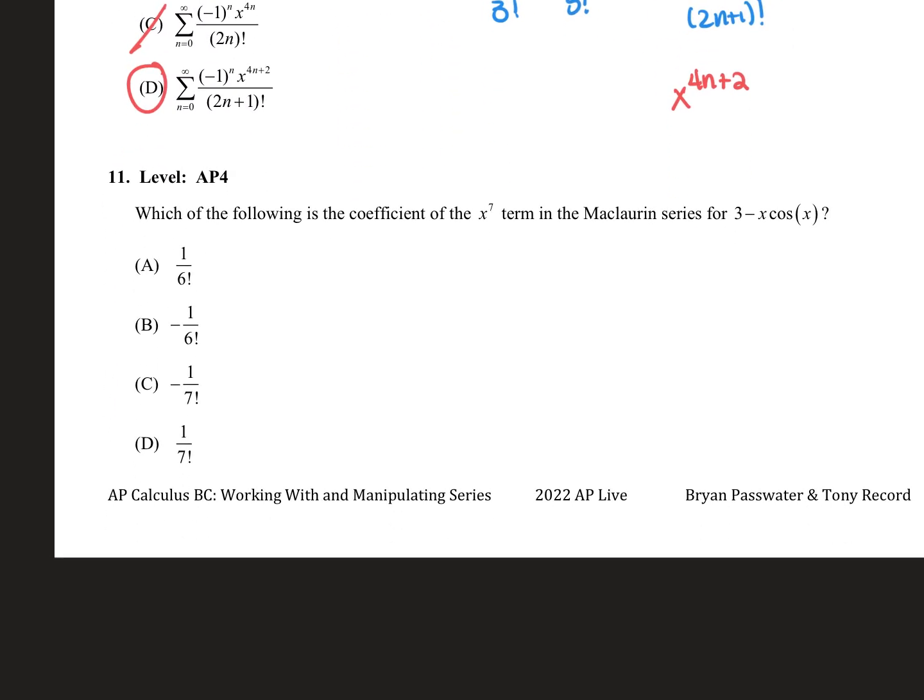Which of the following is the coefficient of x to the 7th for this Taylor polynomial? Okay, so let's build the Taylor polynomial. We'll start with cosine. So cosine x is your evens. Now I never really know how many terms to go to, so we're just going to go 2 or 3 terms, sometimes 4. Then we're going to multiply it by x. That means everything's going up by 1 power.